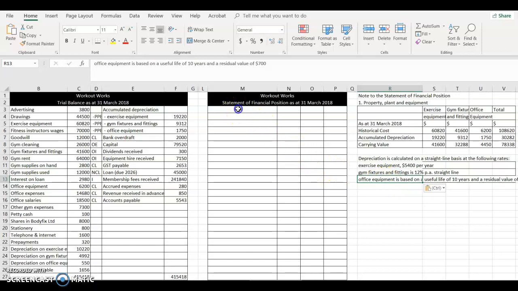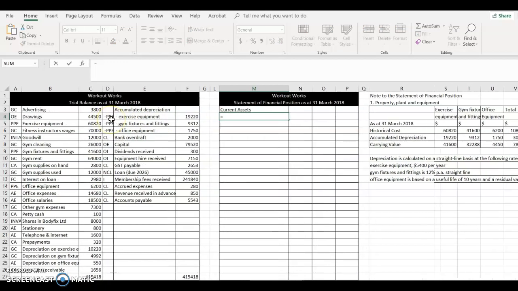Then we do the financial position. Remember, this is assets minus liabilities gives us the equity. So we're going to start off with assets. And the first asset we work through is current assets. Probably should underline that as well. And we just find our current assets. So anything that says CA over here.